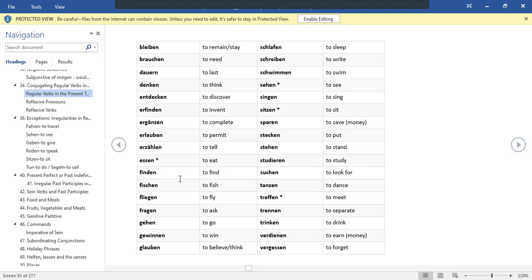So we have finden, to find, fischen, to fish, fliegen, to fly, fragen, to ask, gehen, to go, gewinnen, to win, glauben, to believe or to think, schlafen, to sleep, schreiben, to write, schwimmen, to swim, sehen, to see, singen, to sing, sitzen, to sit, sparen, to save money, stecken is to put, stehen is to stand, studieren, to study, suchen, to search for, tanzen, to dance, treffen, to meet, trennen, to separate, trinken, to drink, verdienen, to earn money, vergessen, to forget.